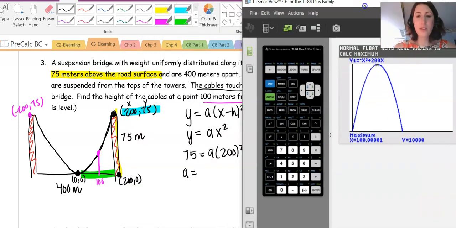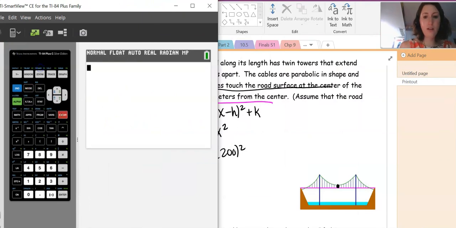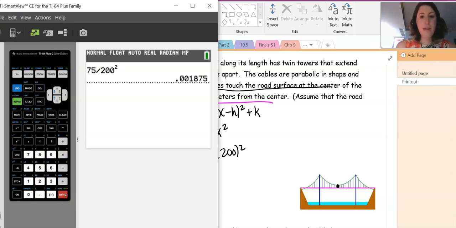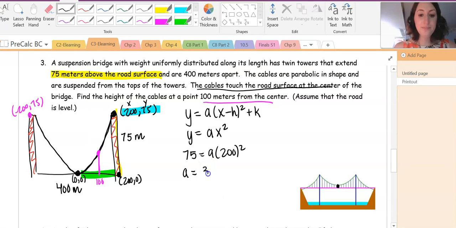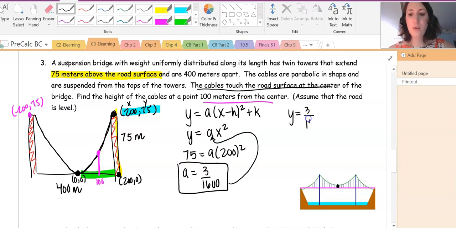So I'm just going to find a good place to put this. What was it? 75 divided by 200 squared. And I'm going to math frac this. So 3 over 1600 is what I'm getting for a. All right, so now let's write our actual equation. It's just going back up here. Y is equal to 3 over 1600 x squared.